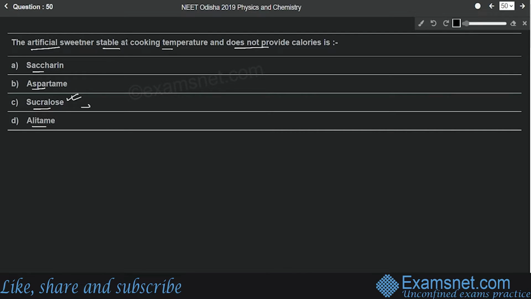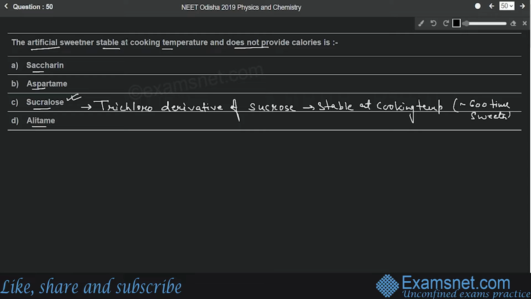So what is sucralose? It is a trichloro derivative of sucrose. It is stable at cooking temperature and does not provide any calorie. And its sweetness is about 600 times sweeter than the cane sugar.